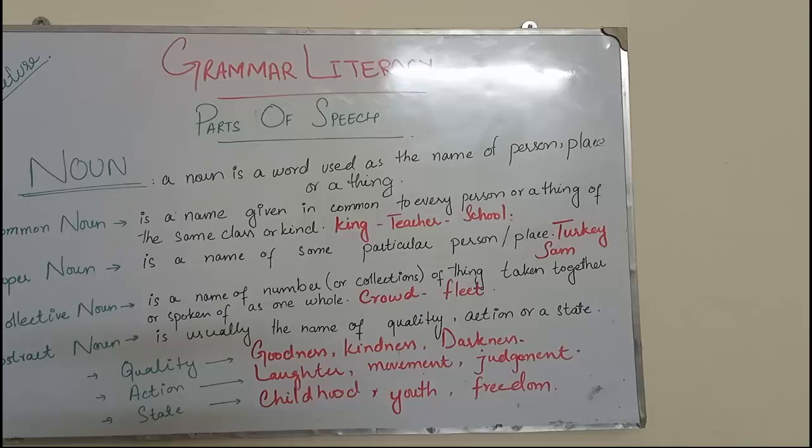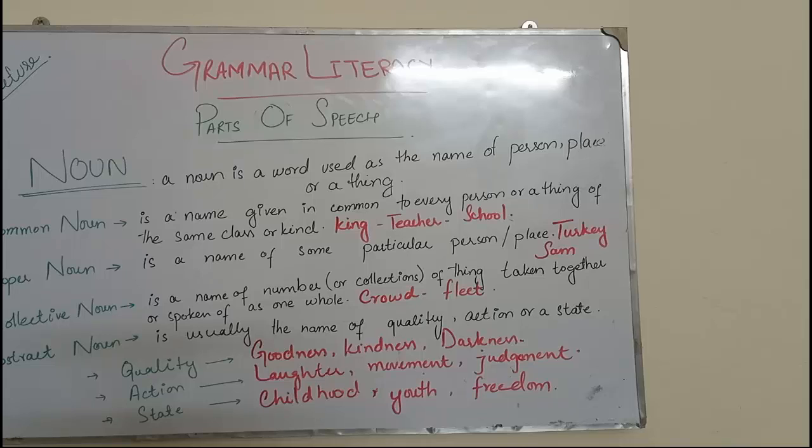A collective noun is a name of a number or collection of things or persons, taken or spoken of as one whole. When we have a bunch of things or many people, and we are going to consider them in one class according to their characteristics, that is called a collective noun.